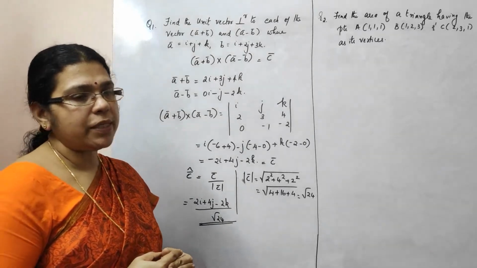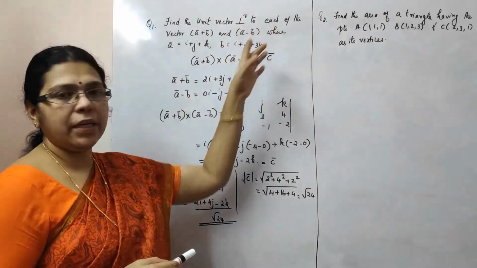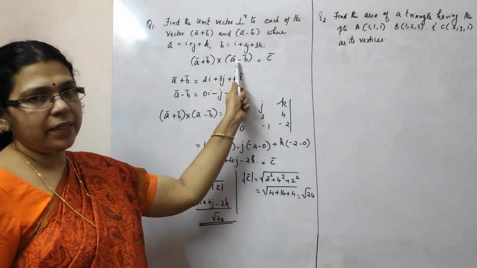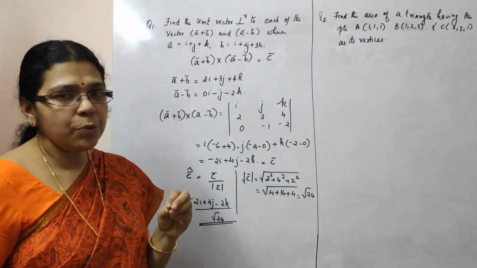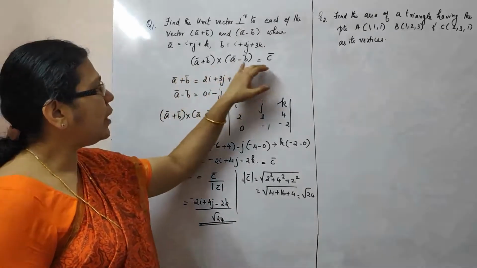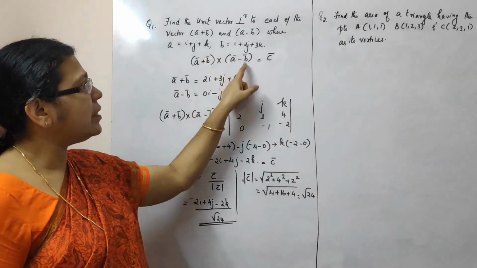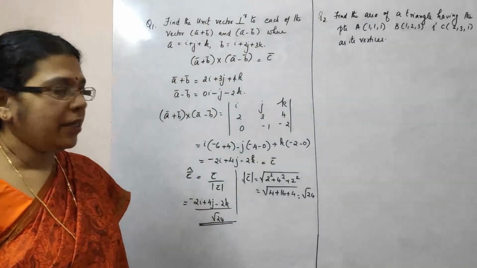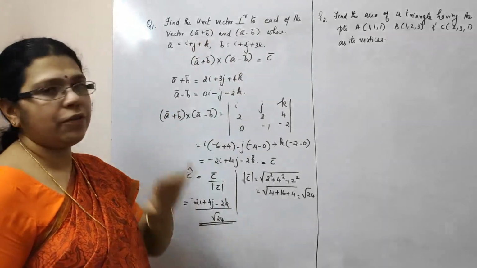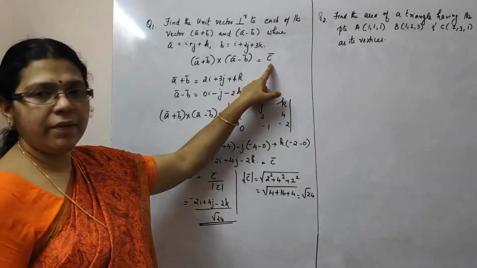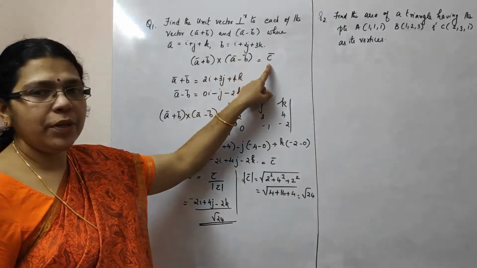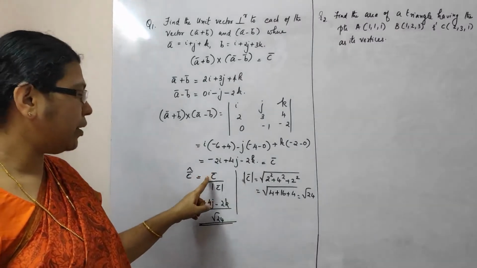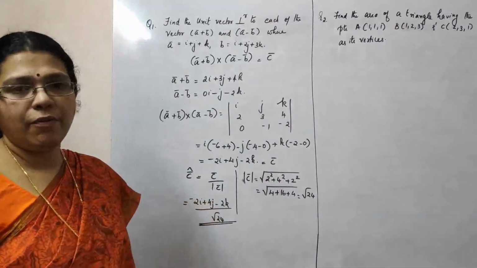So what is the question? The question was to find the unit vector perpendicular to each vector. So you found the vector C which is perpendicular to both these vectors. Perpendicular means it is the cross product of the given two vectors. So you found the vector C such that it is perpendicular to the given two vectors. Then finally you have to find the unit vector perpendicular to each of the vectors. So C is the perpendicular vector to both these vectors and the unit vector is C cap, which is vector C by magnitude of vector C.